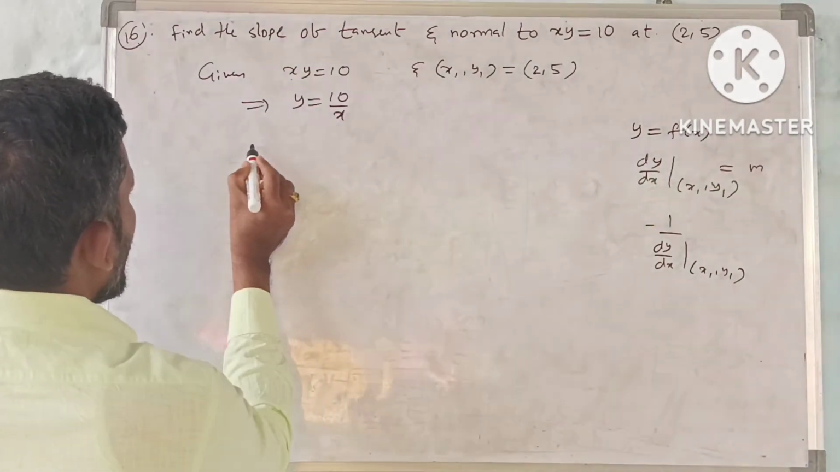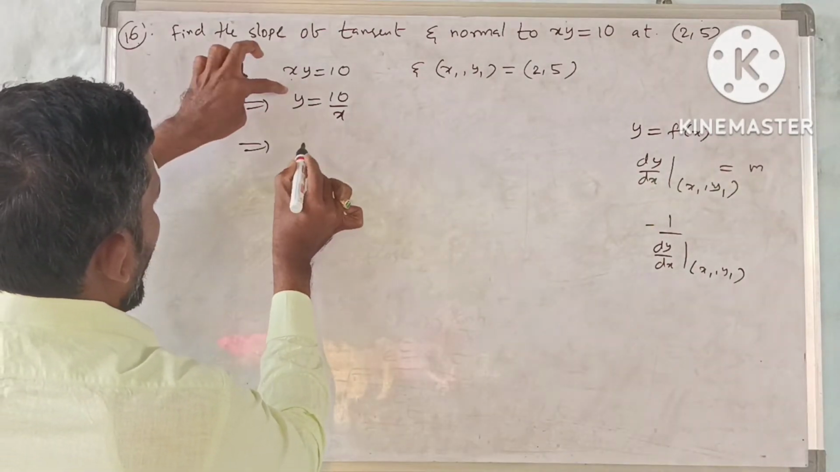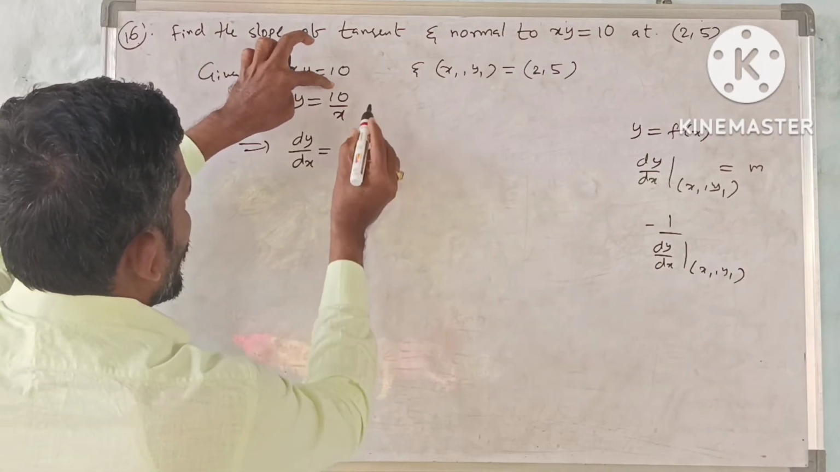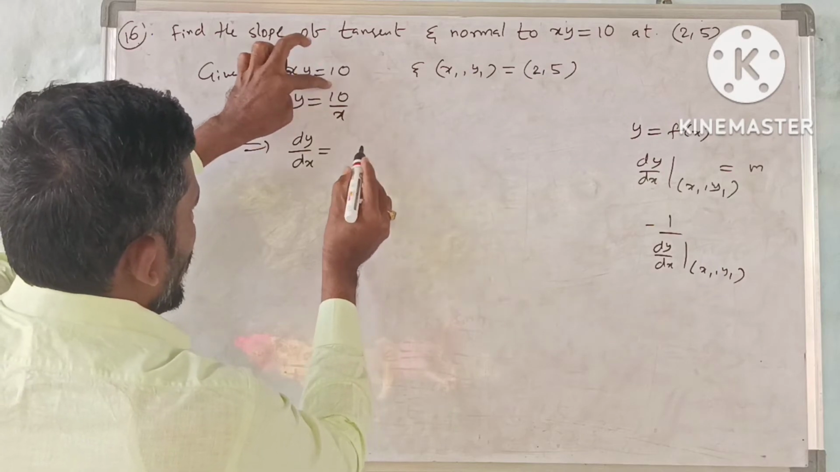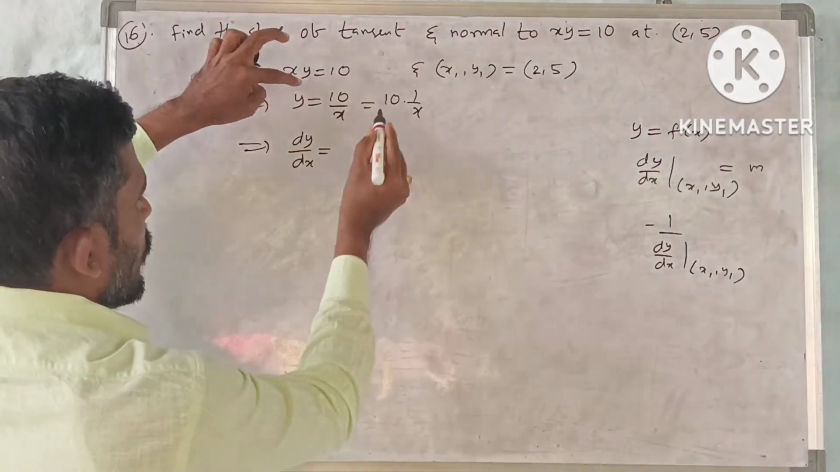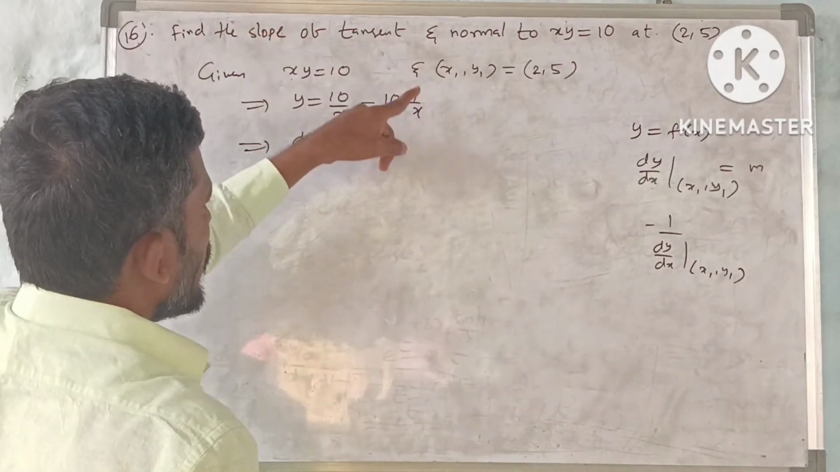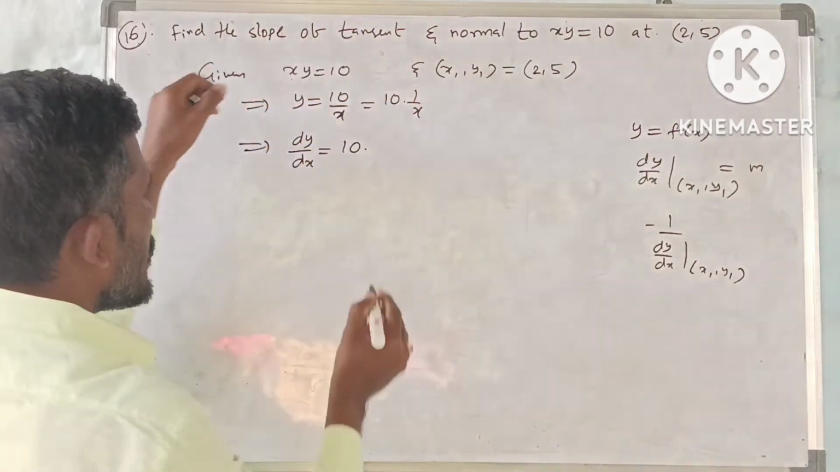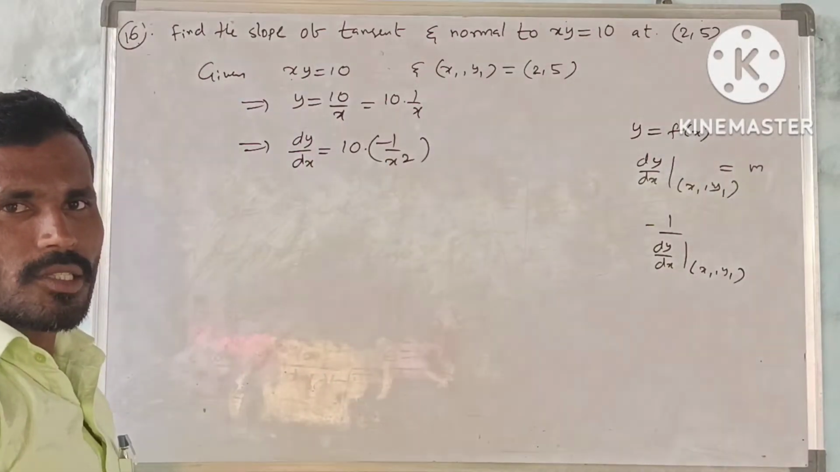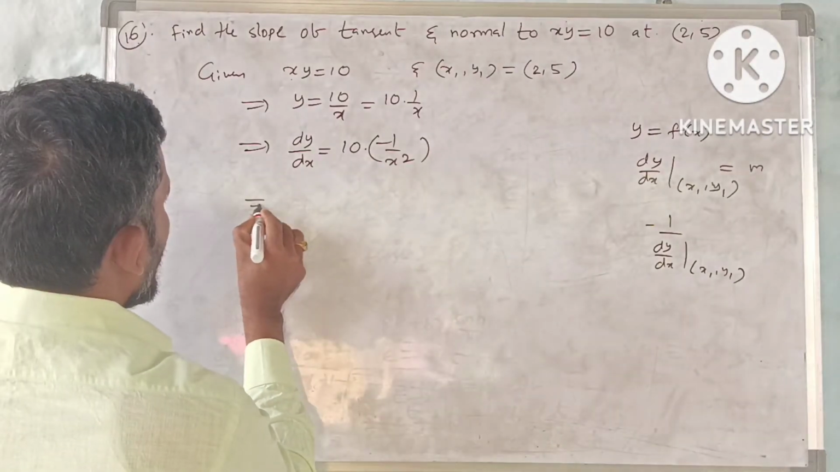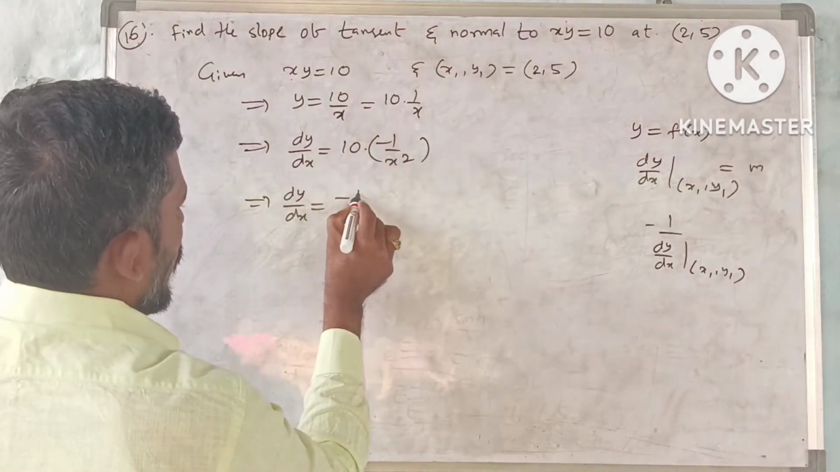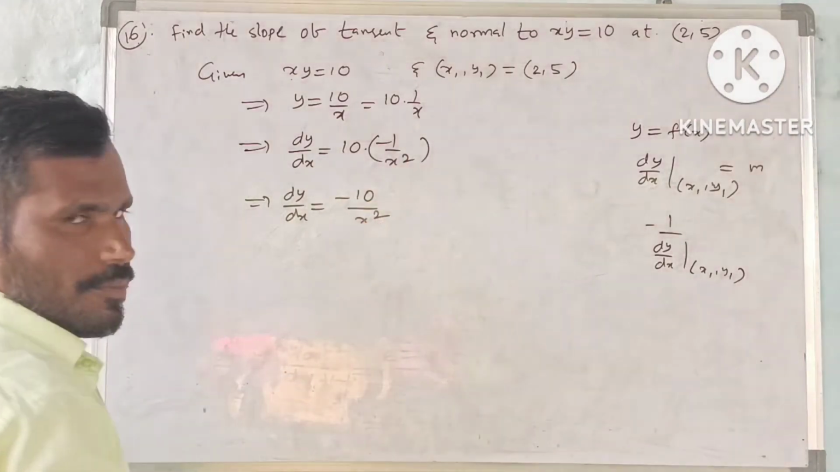So the derivative is y dash, otherwise dy by dx. 10 by x can be written as 10 into 1 by x. The constant 10 is taken outside, and the remaining is 1 by x. The derivative of 1 by x is minus 1 by x square. So dy by dx is equal to minus 10 by x square.